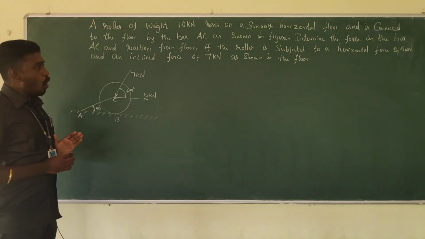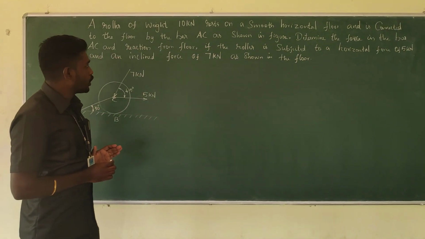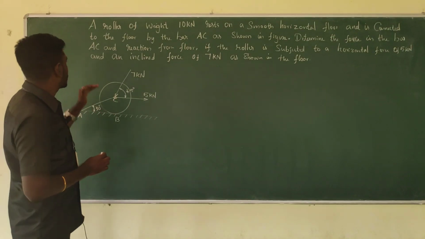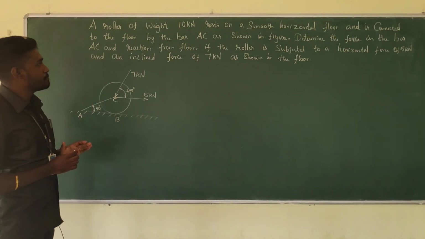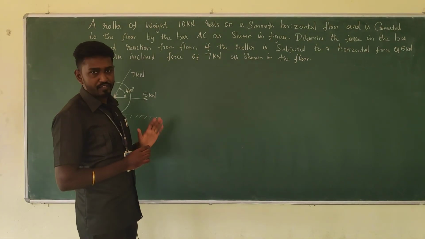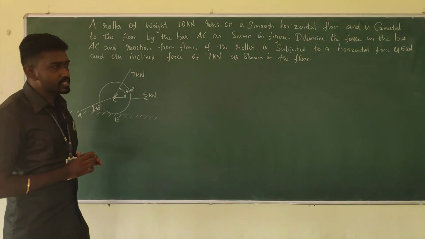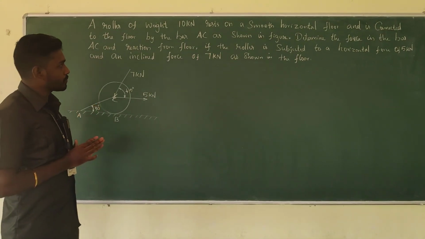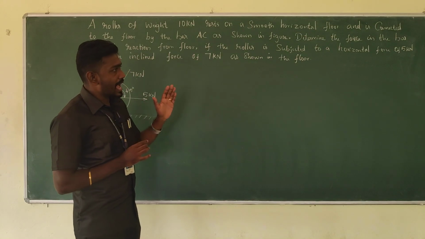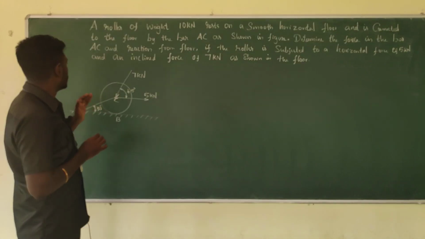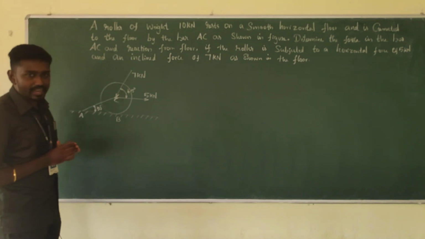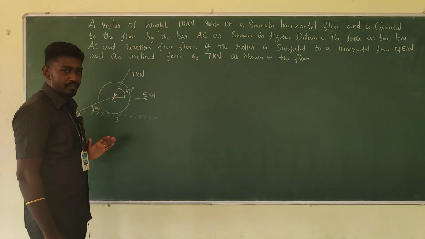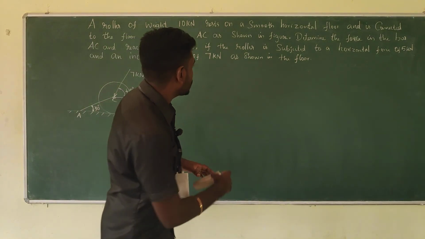A roller of weight 10 kilonewton rests on a smooth horizontal floor and is connected to the floor by the bar AC as shown in figure. Determine the force in the bar AC and reaction from floor, if the roller is subjected to a horizontal force of 5 kilonewton and an inclined force of 7 kilonewton as shown in the figure. Okay.